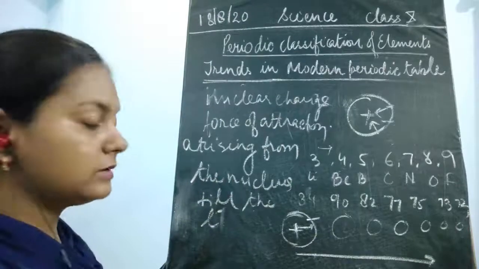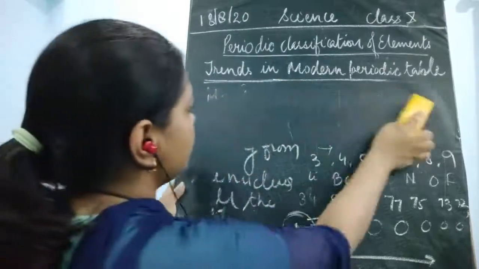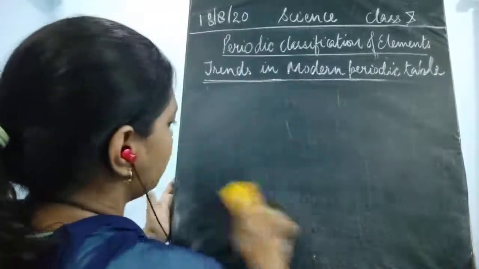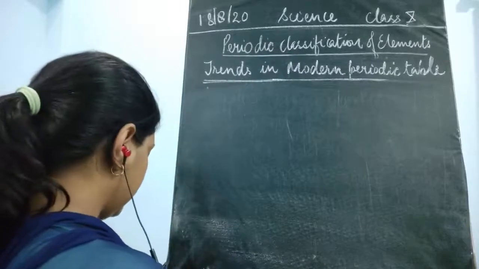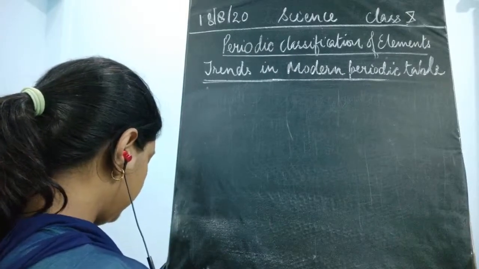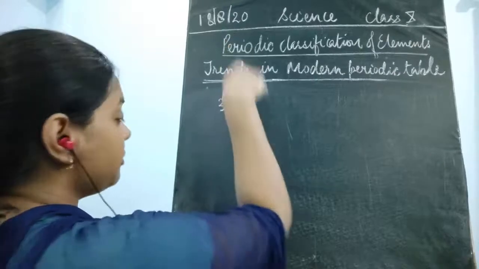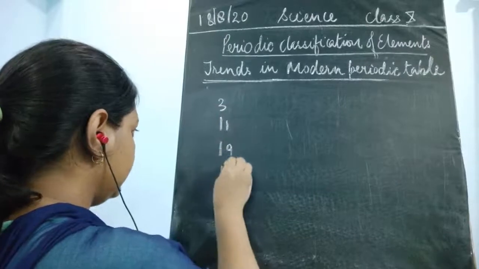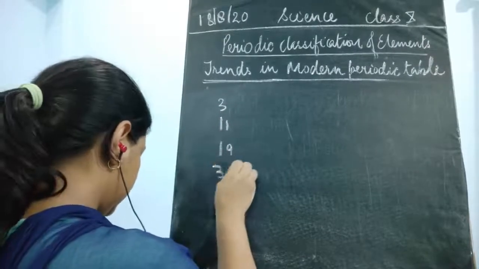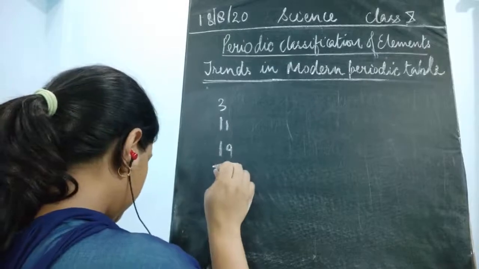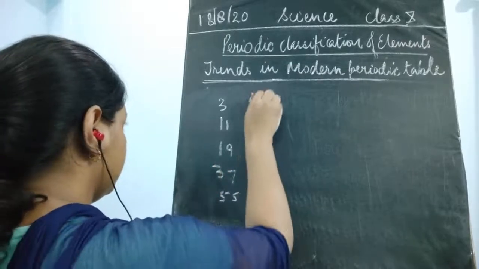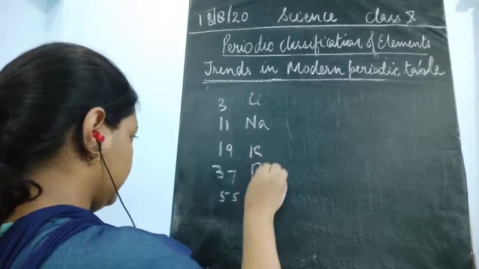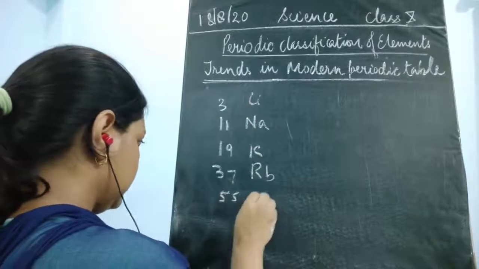I think this might be clear to you all, that when we move across a period, the atomic size decreases because the effective nuclear charge is increasing. Now if we are taking the example of atomic numbers 3, then 11, then 19, then 37, 55, as we move down the group. Please remember these. This is lithium, this is sodium, this is potassium, this is rubidium, and 55 means it is cesium, Cs.